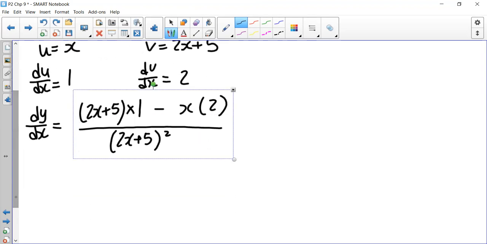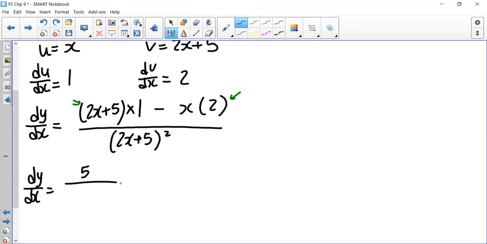If I simplify a little bit, so dy by dx, keep writing left hand side, 2x plus 5 times 1 in the numerator is 2x plus 5, minus the 2x in here, the 2x cancel out, so it's just 5. 5 over 2x plus 5 squared, and that's the answer, right?